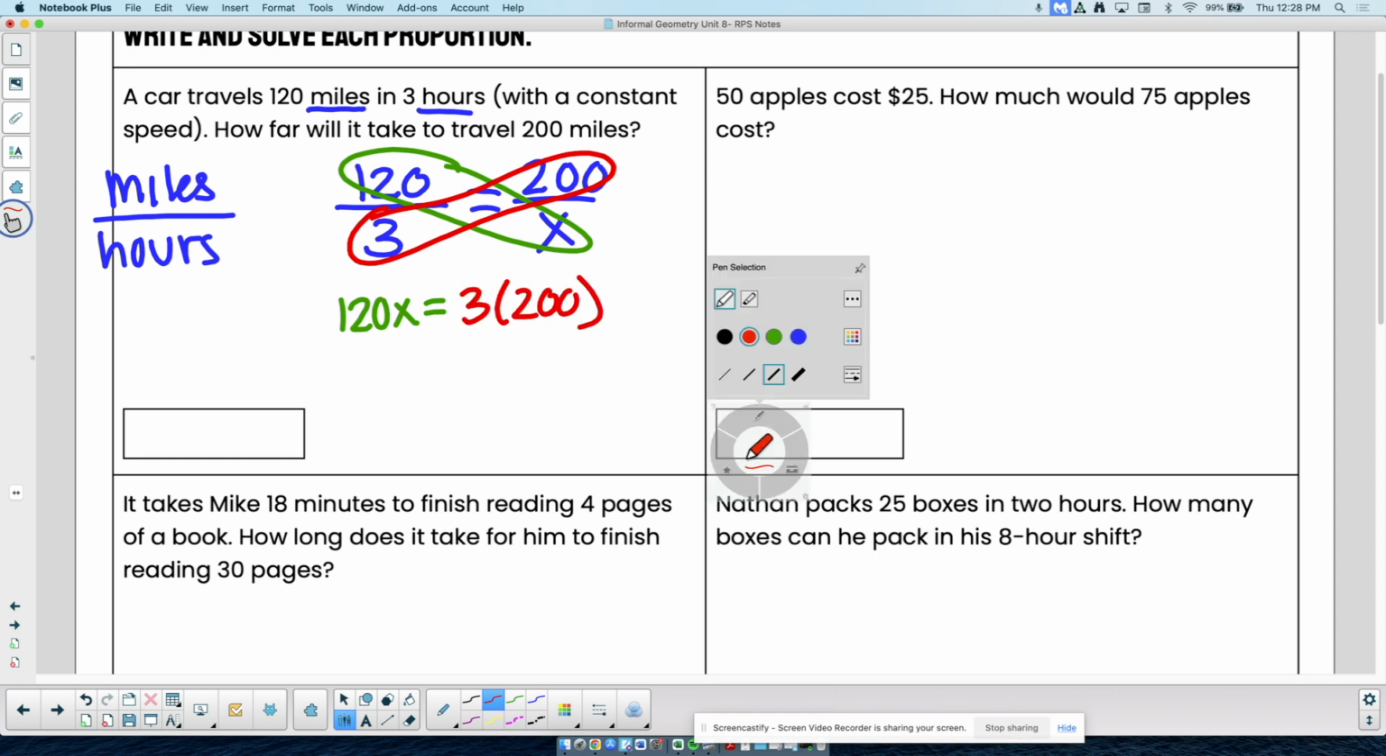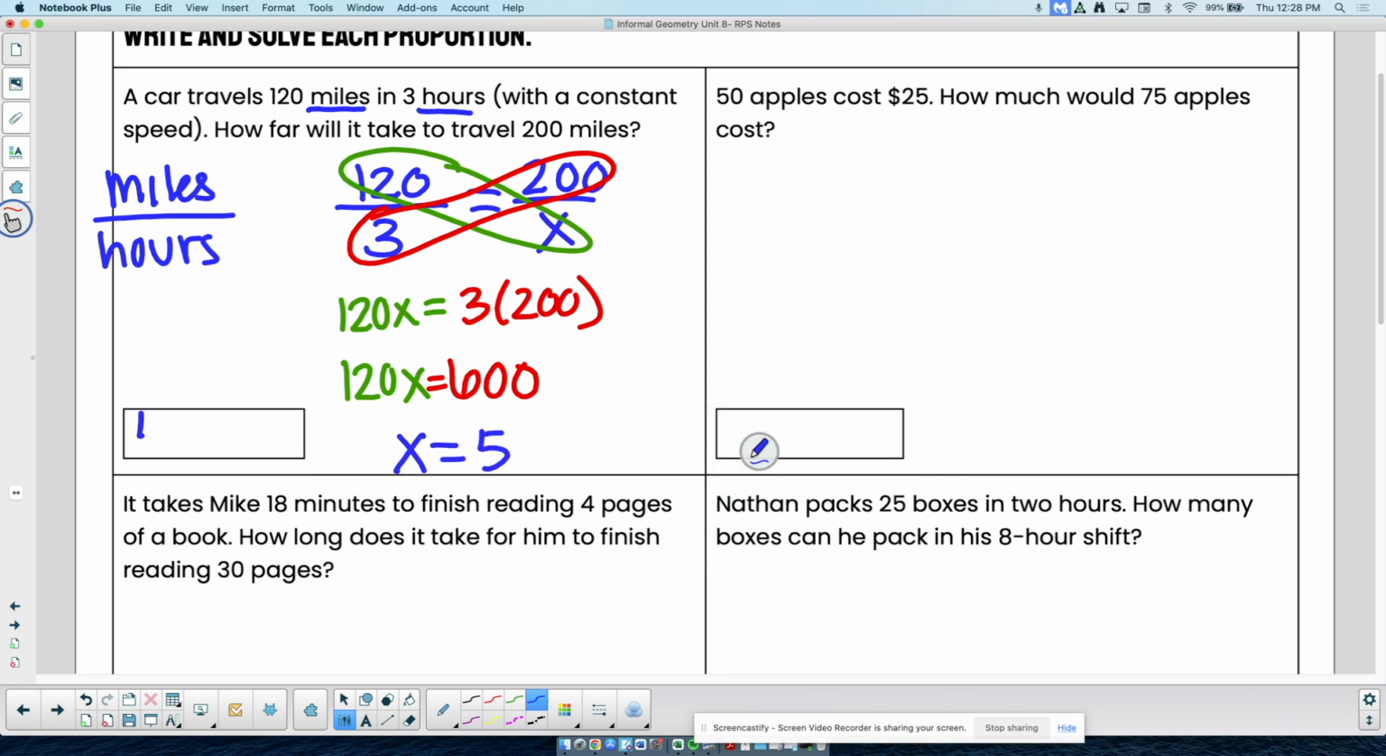And now we just simplify. 120 times x is 120x. 3 times 200 is 600. Then we'll divide out by 120, so x will be 5. So to travel 200 miles, it's going to take 5 hours.